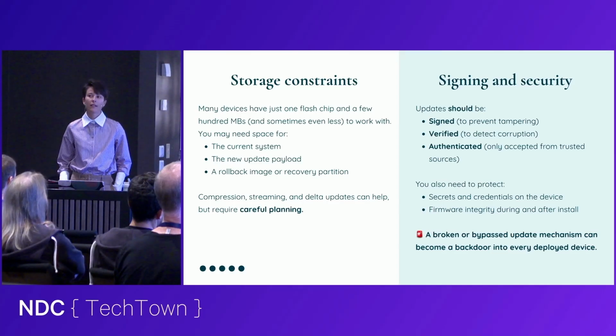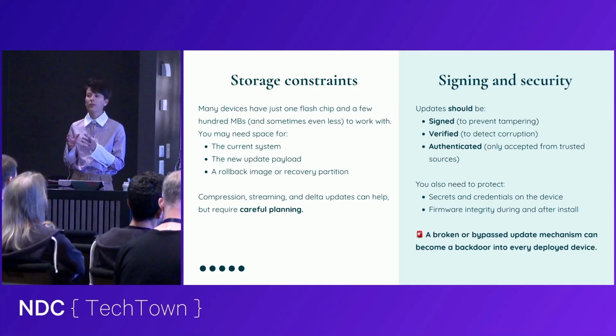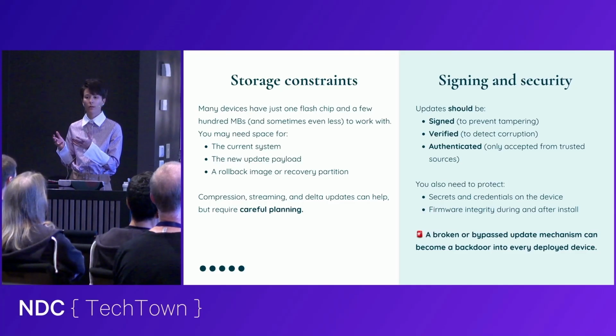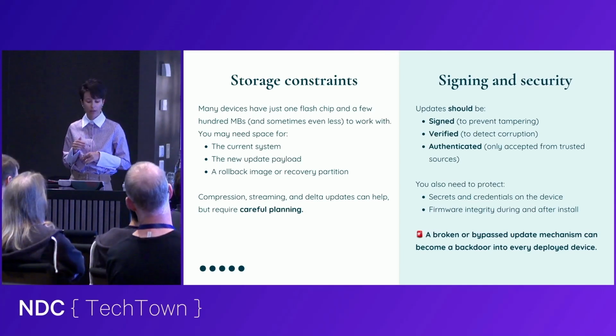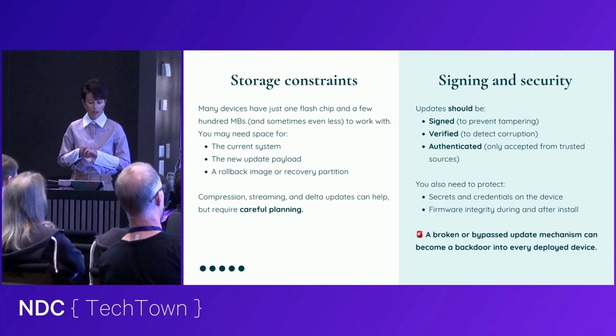Well, it complicates it because with OTA you need to have enough space for the current system, of course, but you also need to save space for the new update payload, which will be installed. You need to store it somewhere before installing it. And also you need to have a rollback image or a recovery partition. I will speak more about rollback and recovery partitions in the following slides.